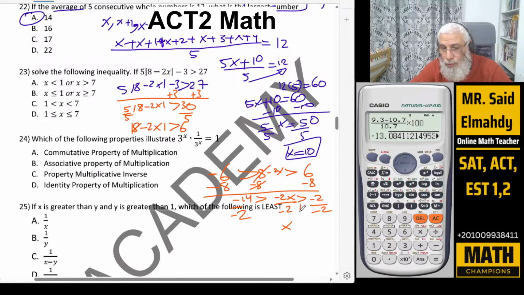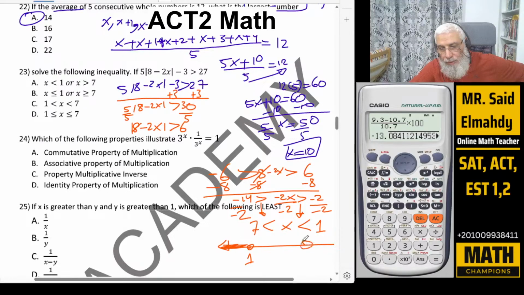So for x, we should inverse the sign. So x is less than positive 1 and greater than 7. Greater than 7 and less than 1. This means this is 1, less than 1, and this is 7, greater than 7. So this is OR. Less than, we don't have an equal sign, so it is x less than 1 or x greater than 7.